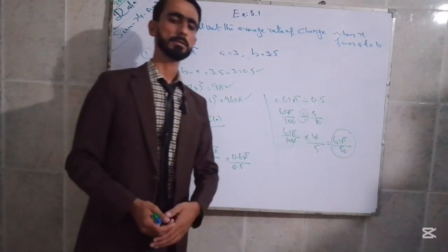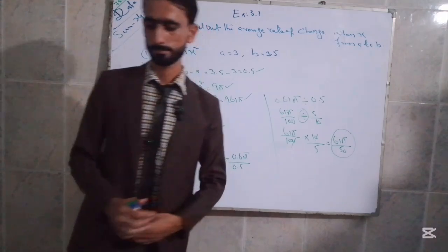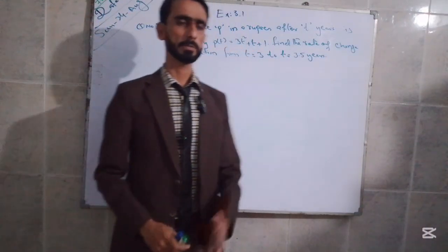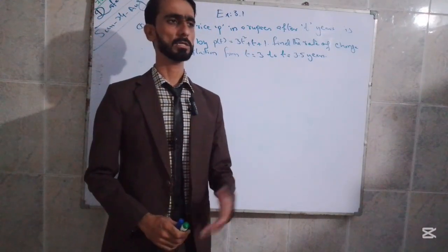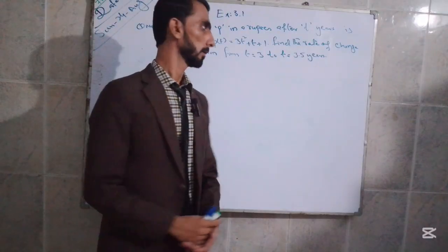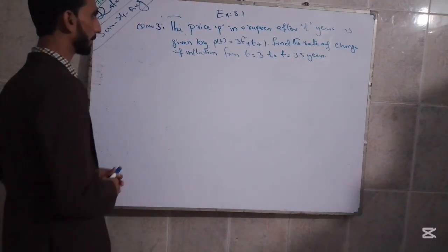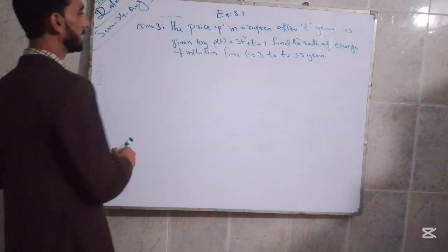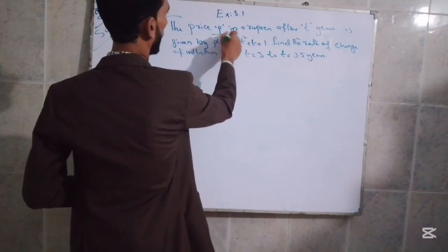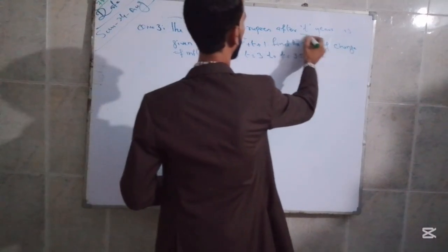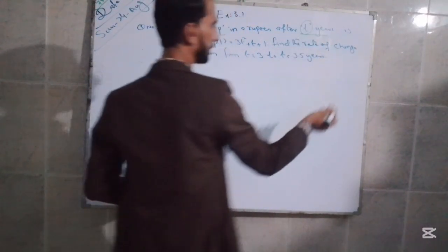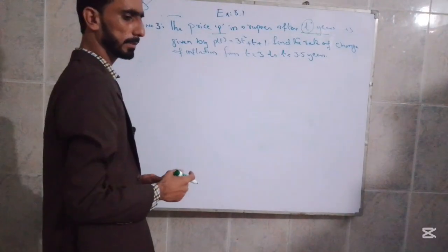Now we discuss question number 3. This is the last lecture question of this lecture. So question number 3 is: the price P is a price in rupees after T years. T is the time given. It means some years.